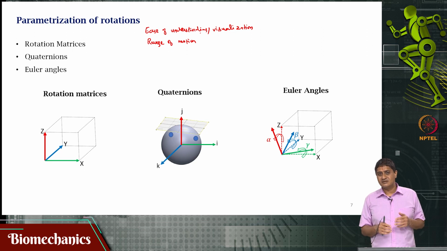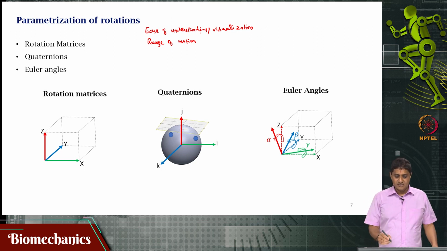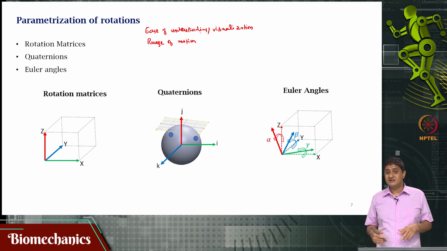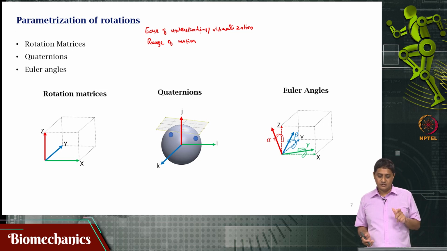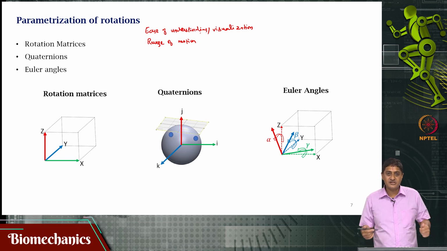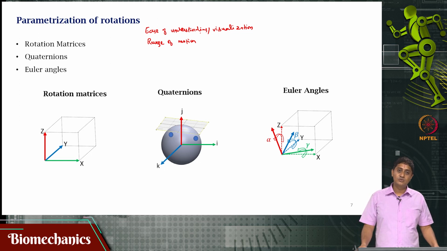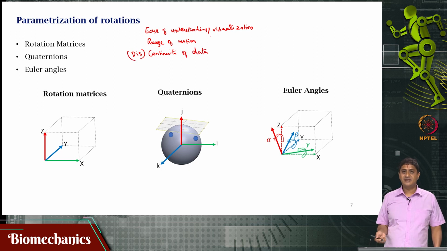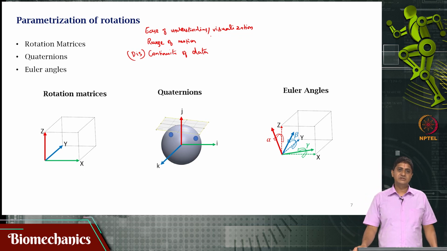Because if it is not going to cause any gimbal locks or singularities, maybe some methods have a distinct advantage over others. So, you need to have an idea of the range of motion that your subject of interest is going to perform, or the particular joints of interest are going to go through. The other is, are there going to be some discontinuity or continuity of data? Are there going to be some discontinuity in data? That is the other point.